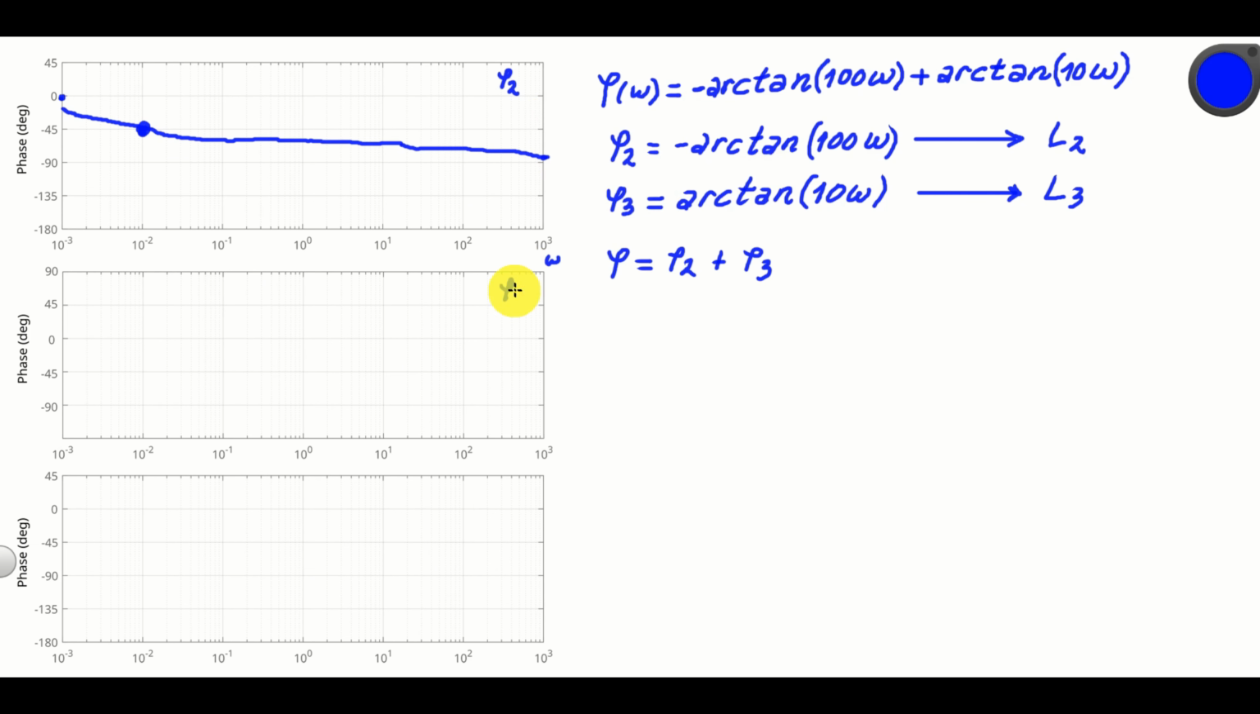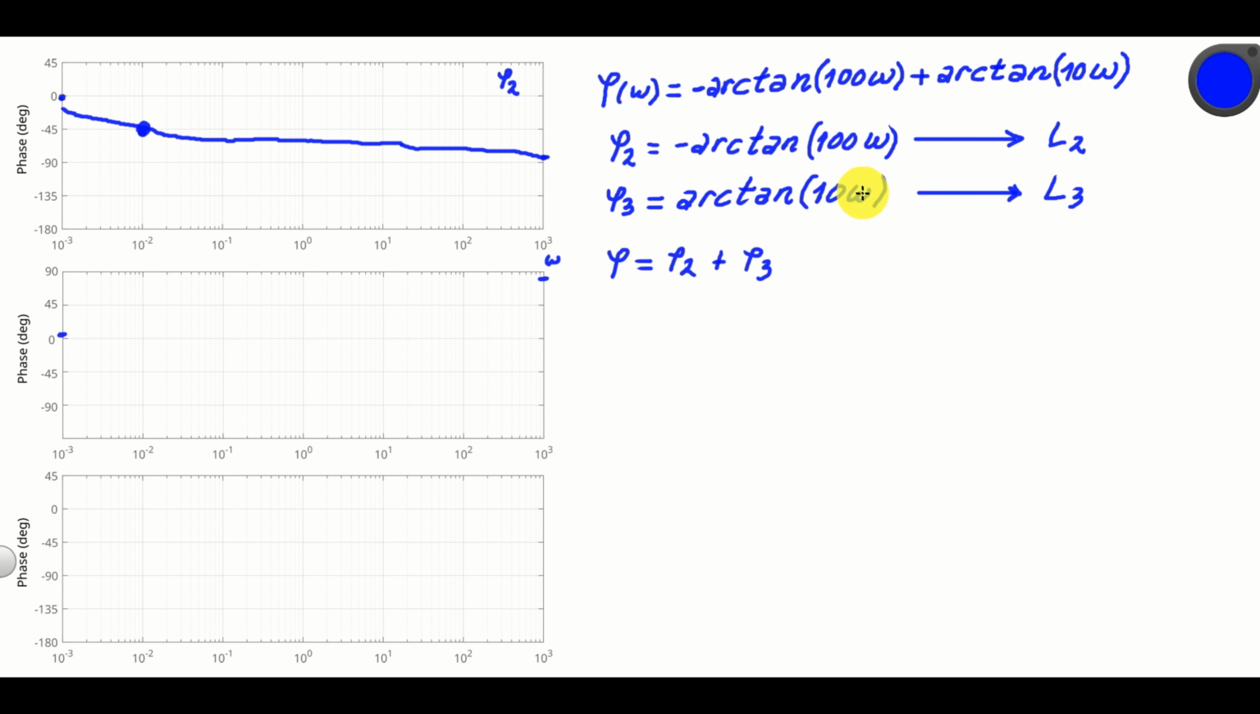Next, let's sketch phi 3. Over here, when omega is 0, we have that phi 3 is 0. That is, at omega 0, we will have 0, and the graph will enter somewhere here. Now, phi 3 is an increasing function of omega, and consequently, at omega equal to infinity, phi 3 is arctan of infinity, and that's plus 90 degrees. Consequently, the asymptotes are 90 degrees and 0.